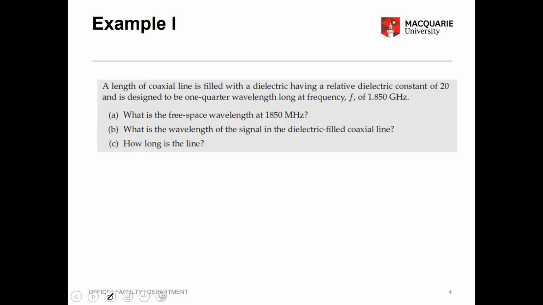So what is the free space wavelength? For part A, we know c equals f lambda. They're asking about lambda, which is c over f. We can take c as 3 times 10 to the power 8 meters per second, and f is 1850 megahertz, so that means 10 to the power 6 because it needs to be in hertz. That should give you something around 0.162 meters. So that's the wavelength, in meters.